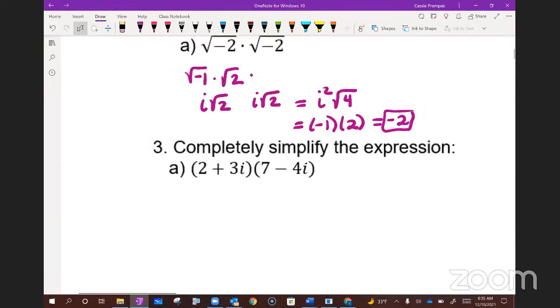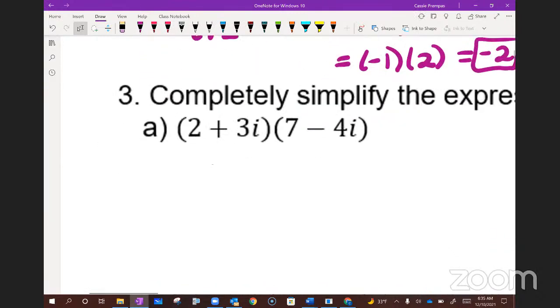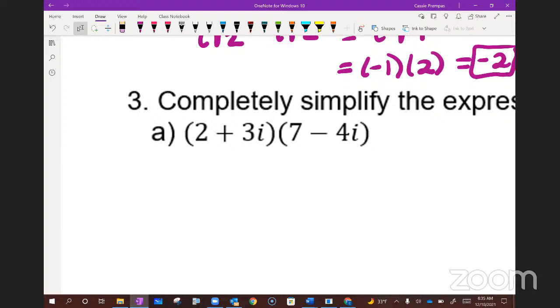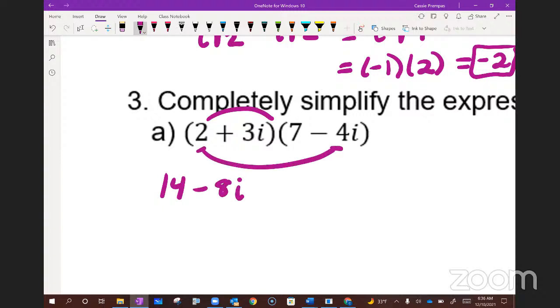All right, number 3, completely simplify the expression. This is a multiplication problem, and I need to FOIL. So I'll do 2 times 7, which would give me 14. Outside would give me negative 8i. Inside would give me 21i. And last, a positive times a negative is a negative. And then 3 times 4 gives me 12.